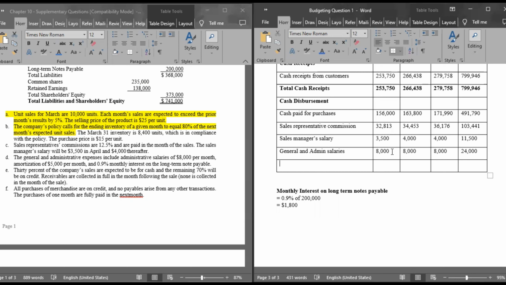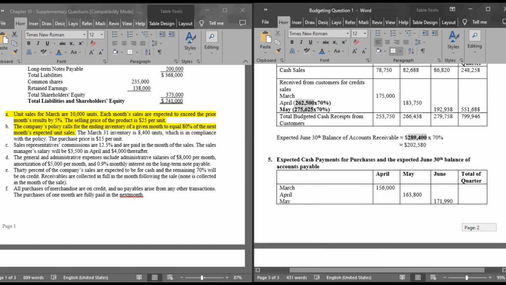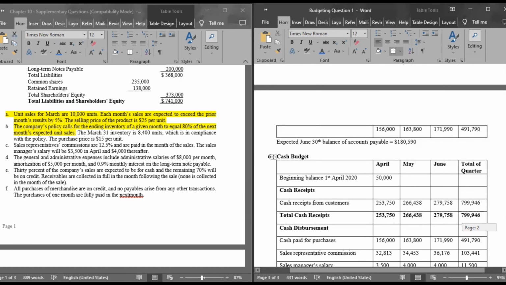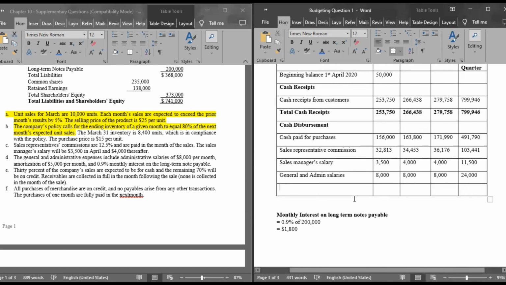We are paying the commission. We are paying the cash for purchases. We are paying the cash for manager salary. But we are not actually paying the amount of depreciation. We will write this depreciation amount into our operating expenses budget, but we will not place it into the cash budget. This is the main point to be noted. Next, there is a monthly interest and we need to pay this interest on long-term notes payable.